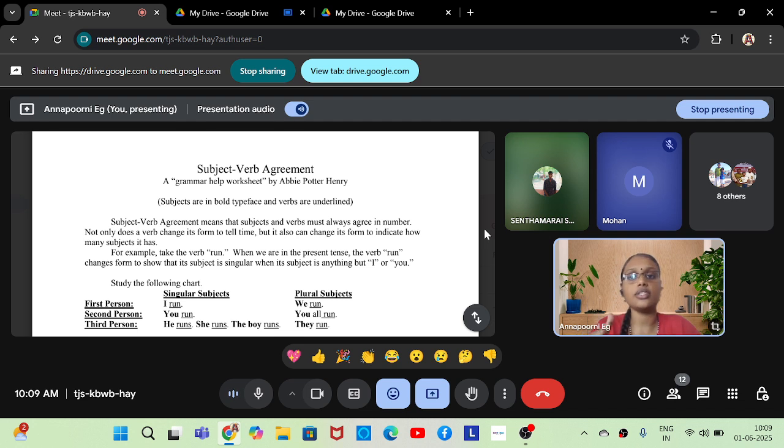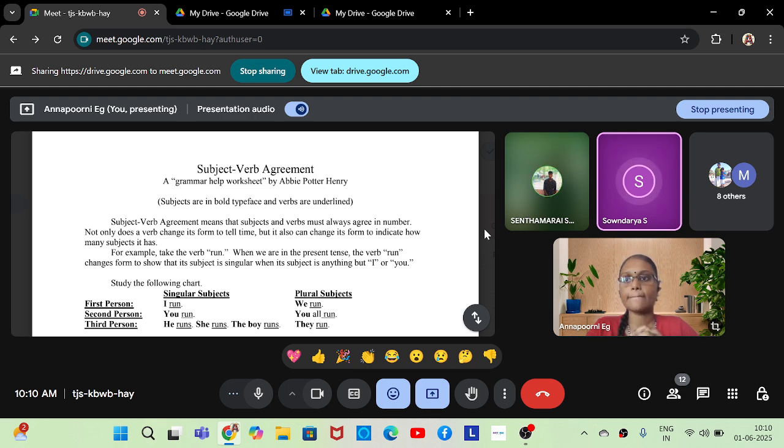Verbs can also change from singular to plural and from plural to singular. So for example, take the verb run. Run, R-U-N, run. When we are in the present tense, we use the verb run. But if the subject is singular, then we say it is runs. அதாவது run அப்படிங்கிற verb எடுத்துக்கிறோம். சரி, எல்லா verbuக்கும் 3 forms இருக்கு. What are the 3 forms of verbs? Can somebody tell? Present tense, past tense, and past participle. Present form, past form and the past participle form.